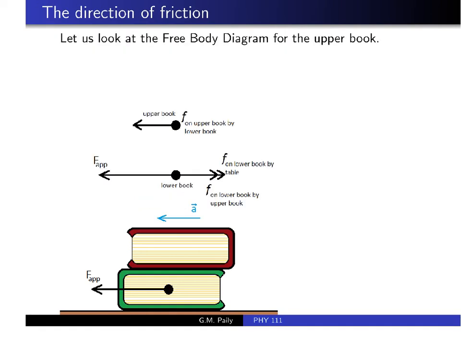So, the free body diagram for the lower book is here, and this is the free body diagram for the upper book, again looking only at horizontal forces. So, in opposition to this frictional force, there is a frictional force over here on the upper book by the lower book.